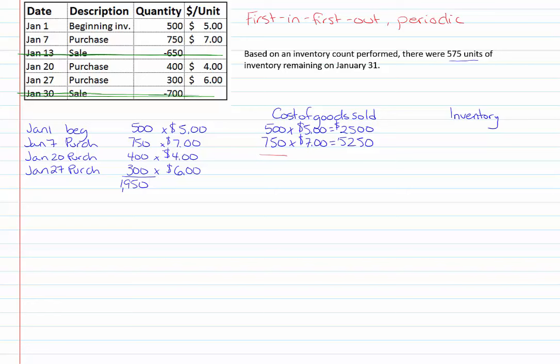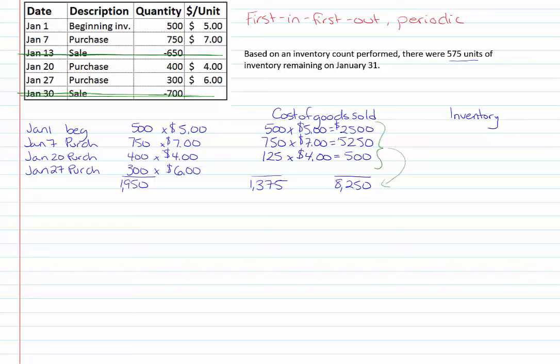So far, we only have 1,250 in our cost of goods sold, and we need 1,375, so we need to move over 125 more units into our cost of goods sold. So those will come from our next purchase. We've now reached our 1,375 units in cost of goods sold for a total cost of $8,250, and I just got that number by adding up these costs here.